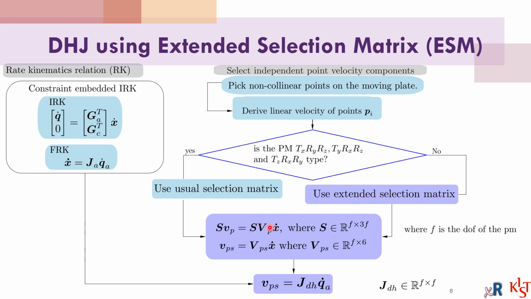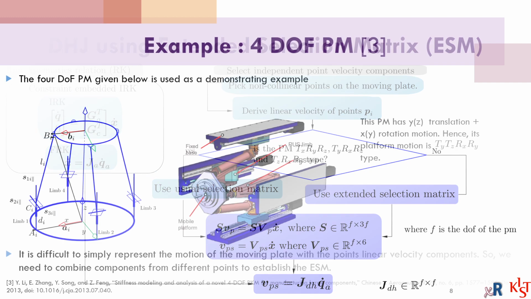After we obtain the selection matrix, then we combine this equation with the forward rate kinematic equation to get the dimensionally homogeneous Jacobian that relates the linear velocity with the actuator joint velocity.